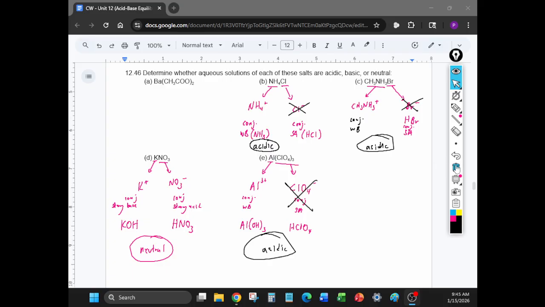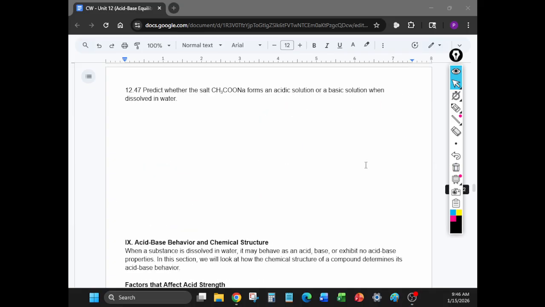All right, so let's try one more practice problem. I want you to pause the video and see if you can do 47. This is pretty much the exact same type of problem that we just did. You're going to predict whether this salt right here is going to form an acidic or basic solution when dissolved in water. So figure out what ions it turns into and whether it'll make it acidic or basic. So pause the video and try that out.